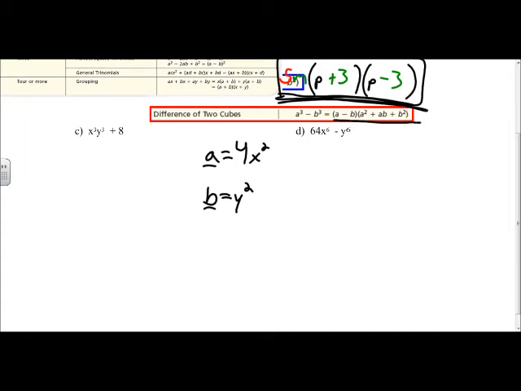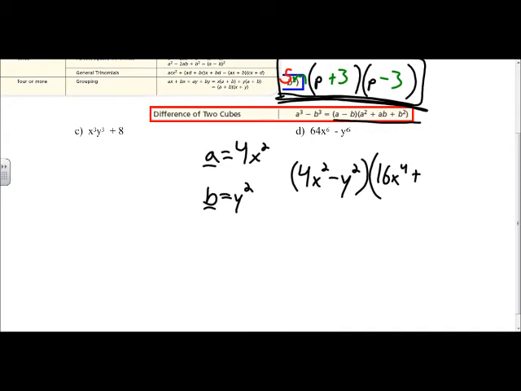So now that we know our a and our b, again, we just plug it back into our form. So we know that our factors are going to be a minus b. So a is 4x squared minus b, which is y squared. Now we need a squared plus ab plus b squared. Well, a squared is going to be 4x squared squared, so it would be 16x to the 4th, because 4 squared is 16, x squared squared is x to the 4th.